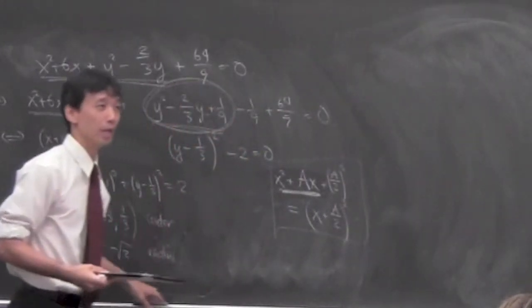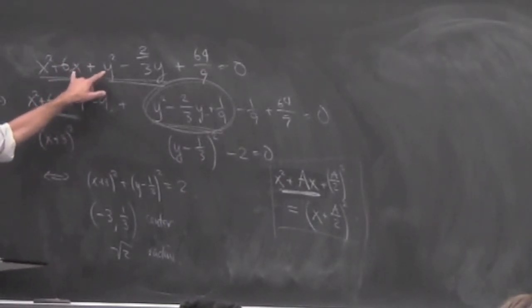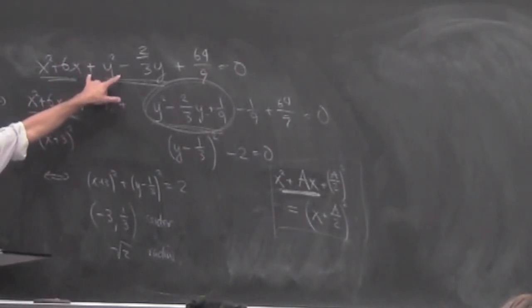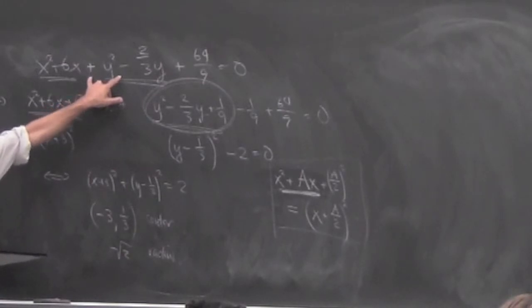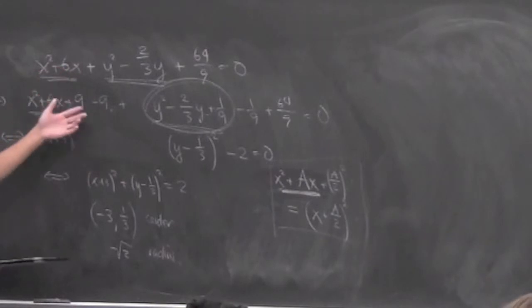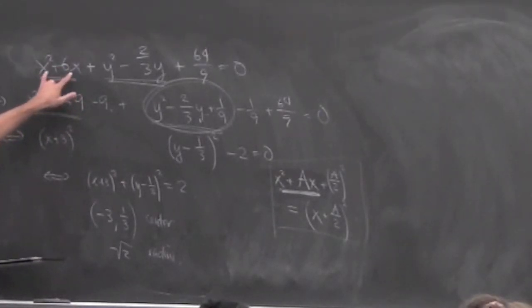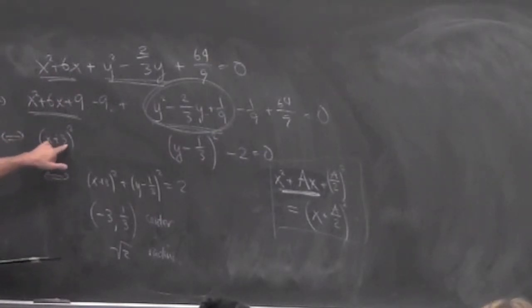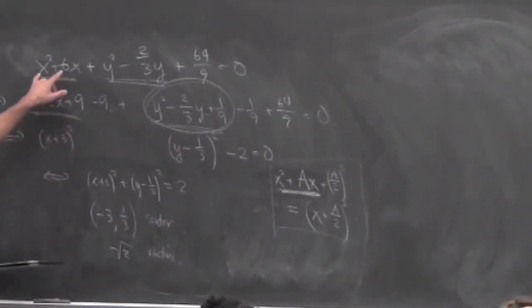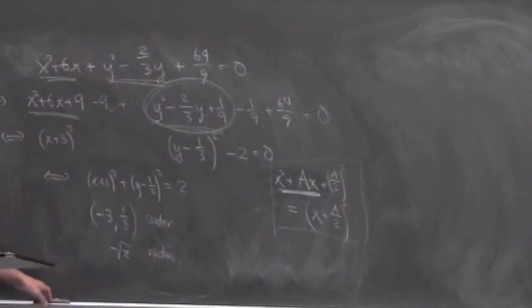Any questions on how we did that? This is already the equation of a circle, but just to make it look more obvious what that circle is, we decided to fiddle around with the equation. So we make this thing look like x plus something squared, and this thing look like y plus something squared, by using the tricks of completing the square.